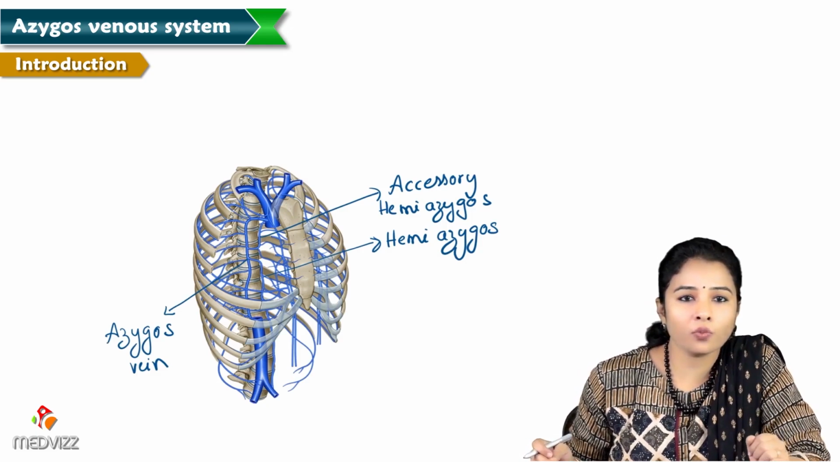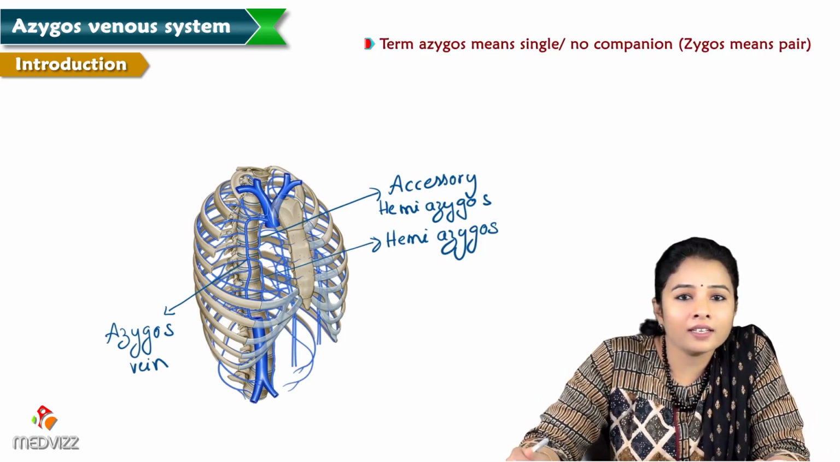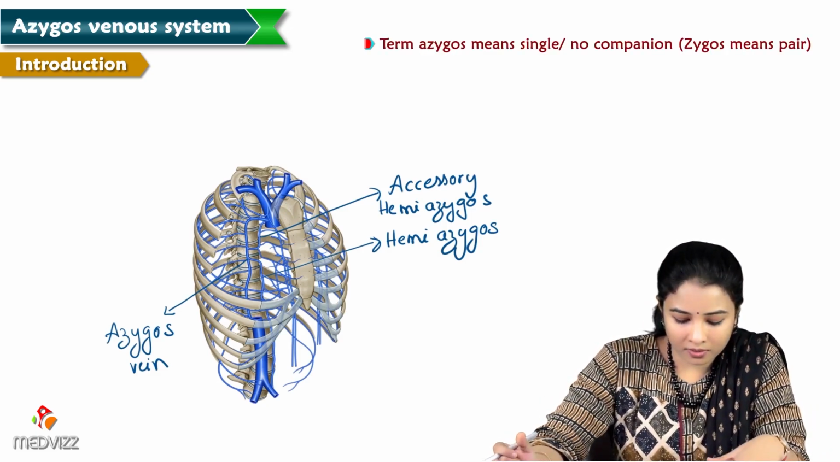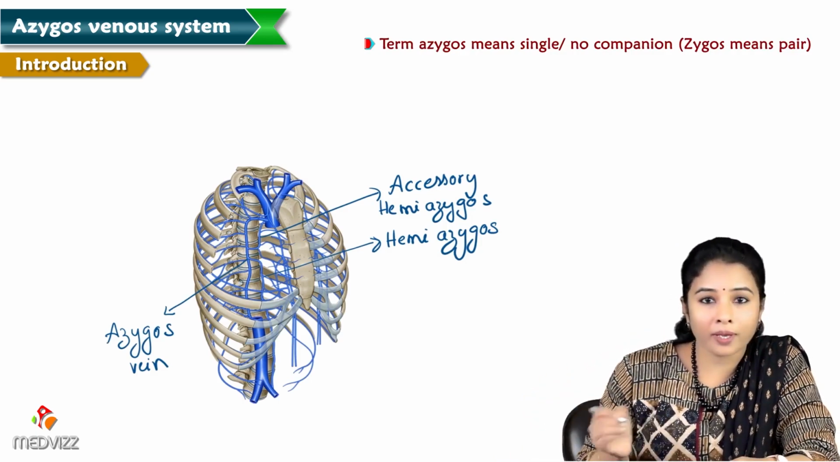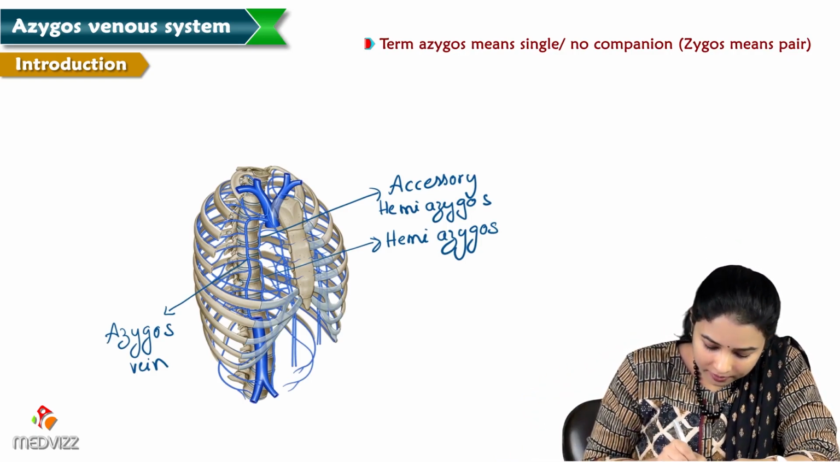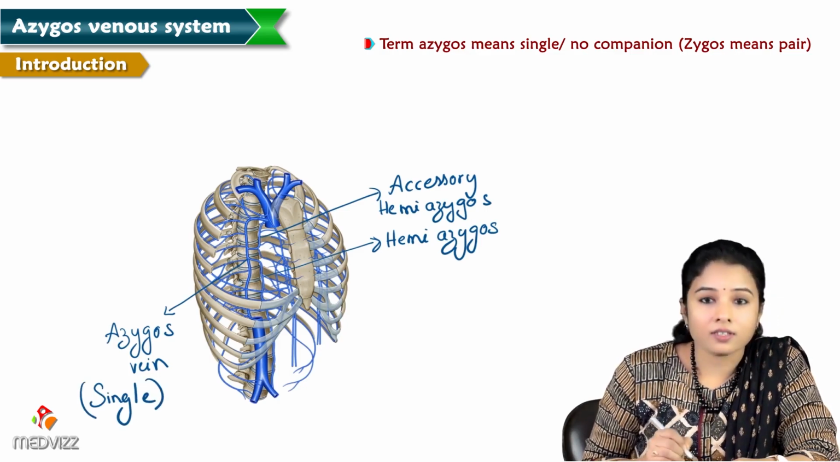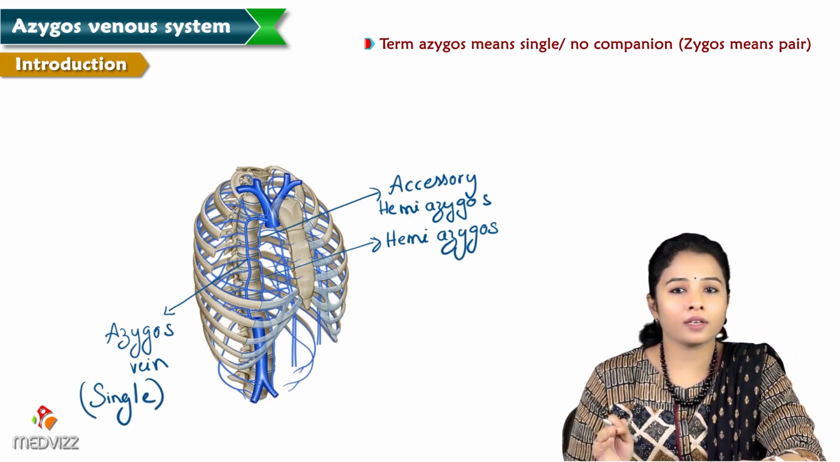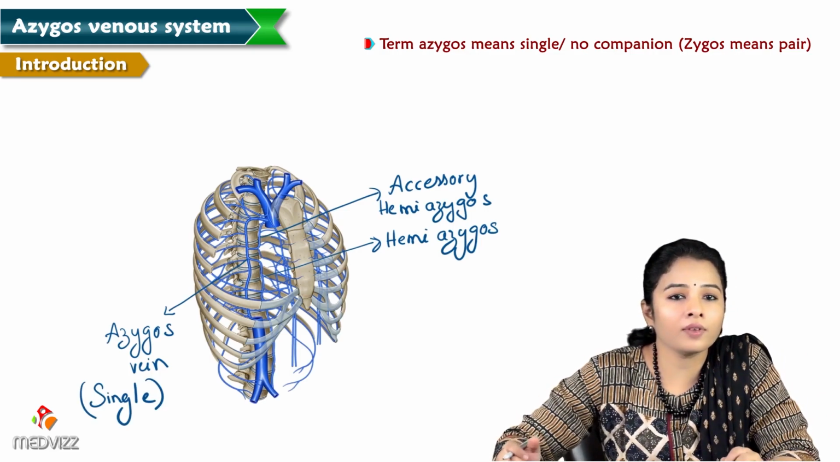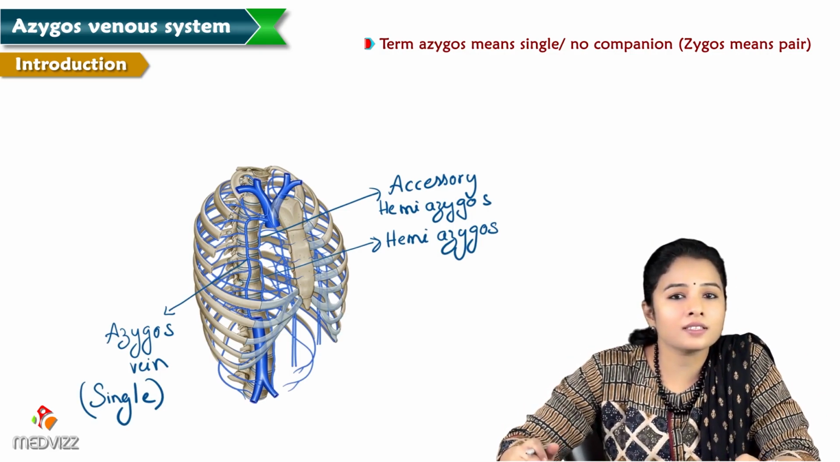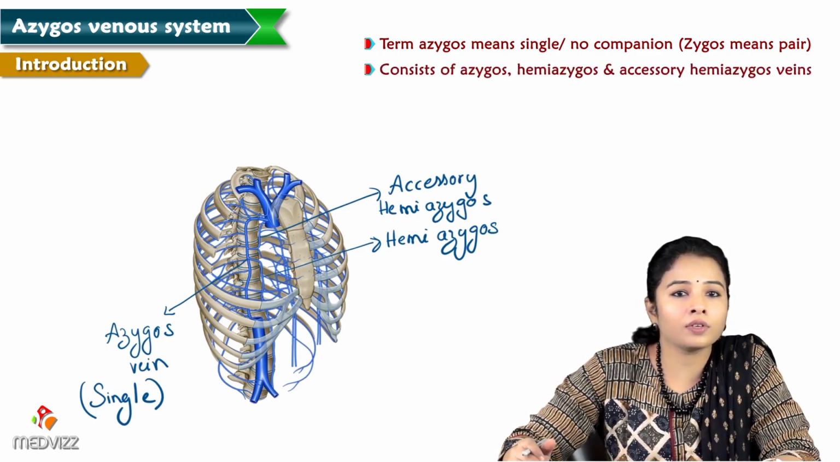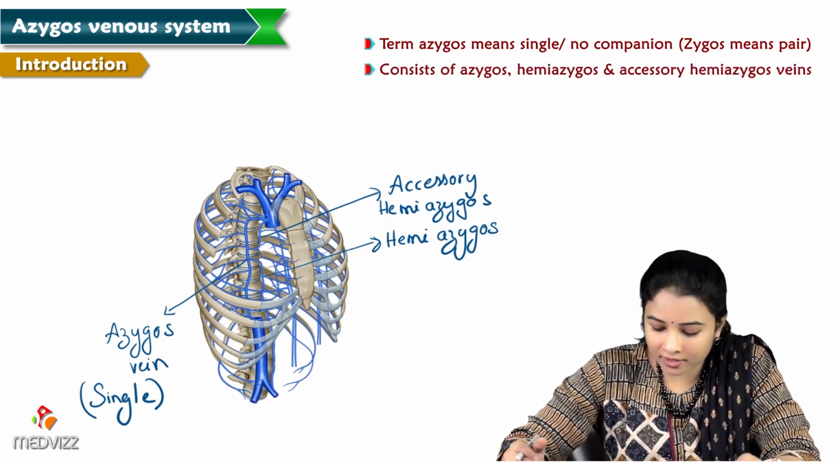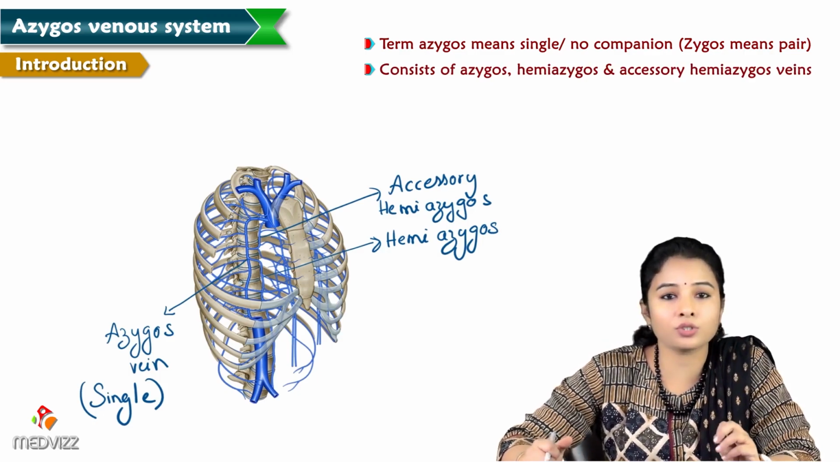Starting with the azygous vein, the term azygous means single. So azygous means no pair. It is single. Zygous means having pair. Azygous means no companion, not having its pair. Azygous system of veins consists of azygous, hemiazygous, accessory hemiazygous, which I have shown now.